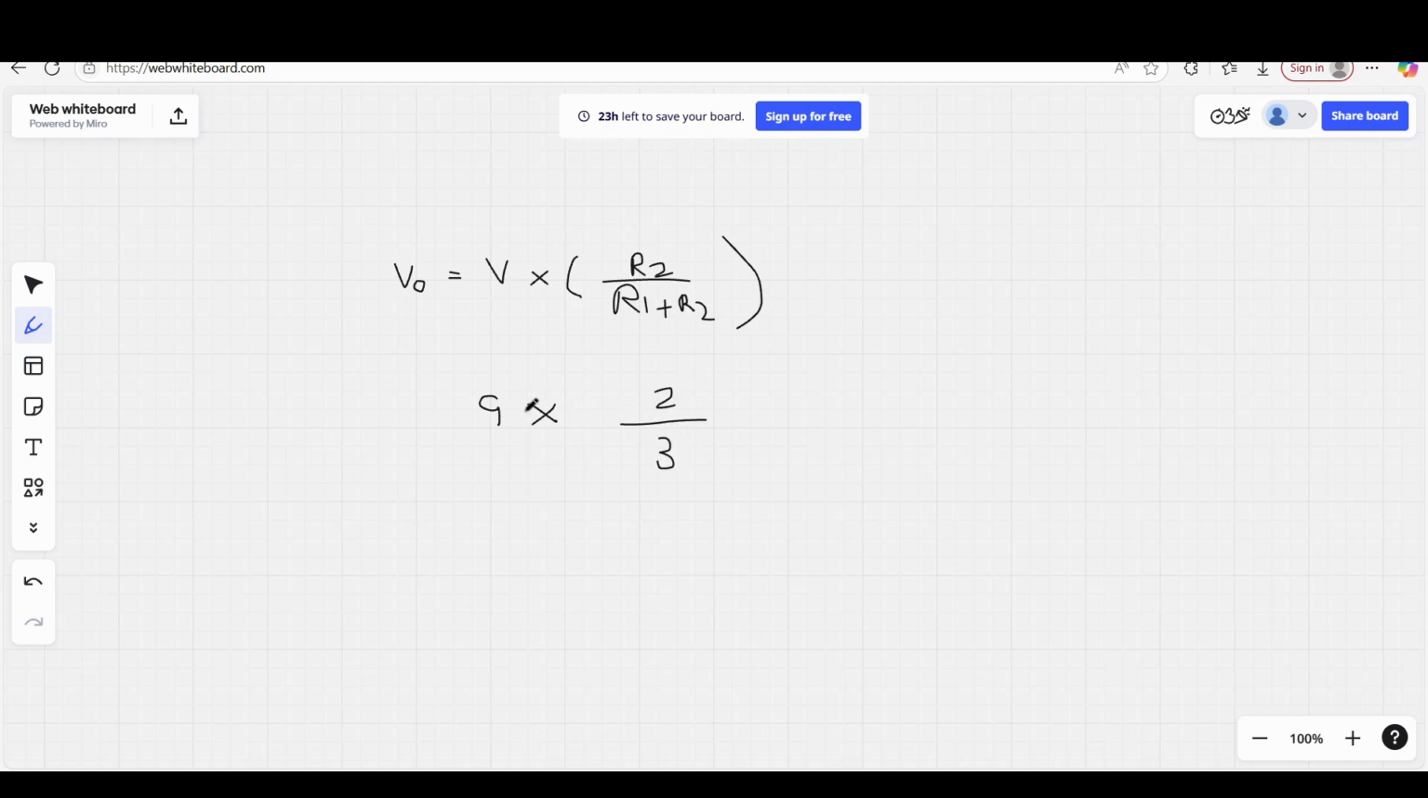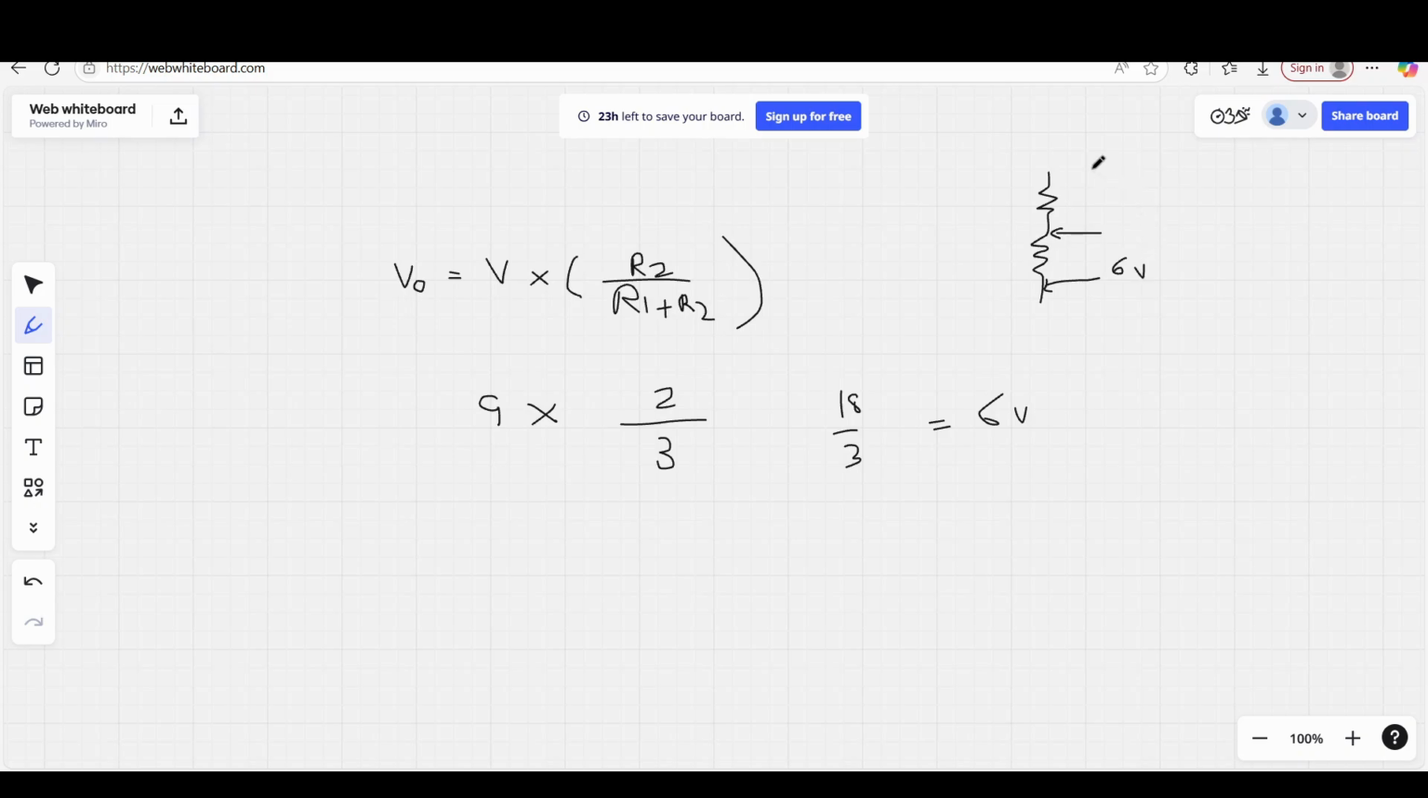Okay. So, 9 into 2 is 18. 18 divided by 3, which is equal to 6 volts. So, we will have voltage of 6 volts across R2. So, we have two resistances, one is the upper one and one is the lower one. If we check the voltage across the lower one, the voltage is going to be 6 volts.